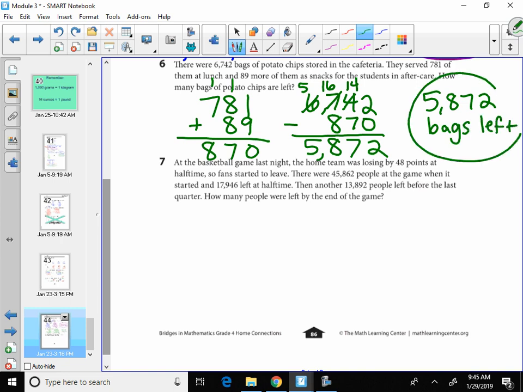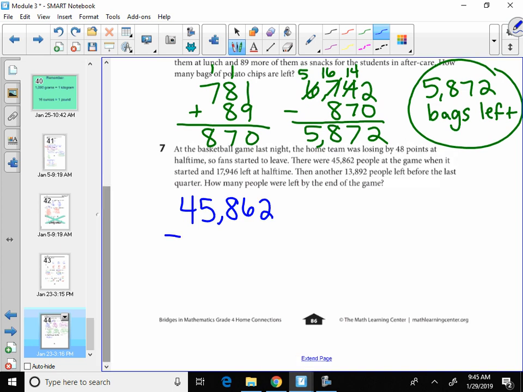And the last one. At the basketball game last night, the home team was losing by 48 points, so the fans started to leave. There were 45,862 people at the game when it started, and 17,946 left at halftime. That means that's how many people actually left and walked out. So let's start with that. And let's subtract how many people left at halftime.